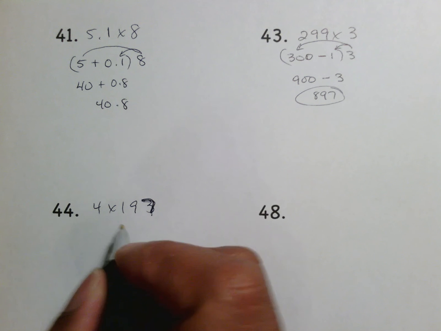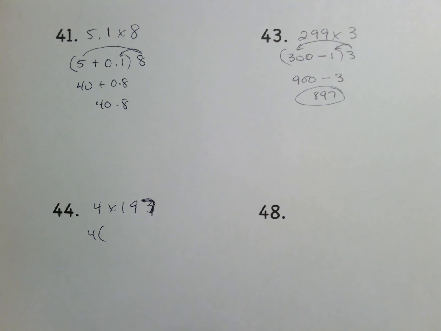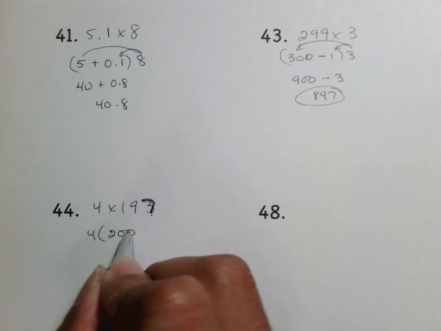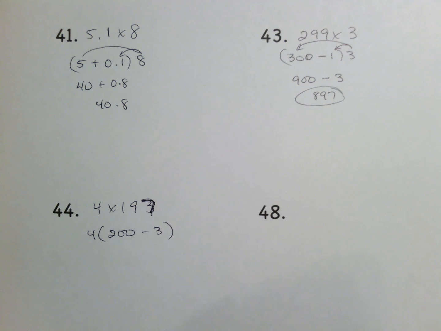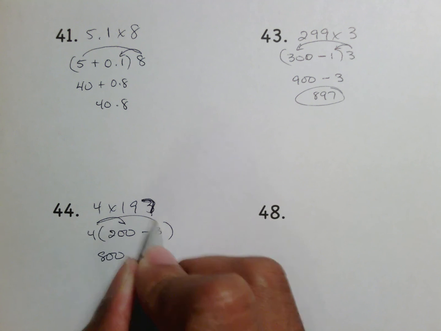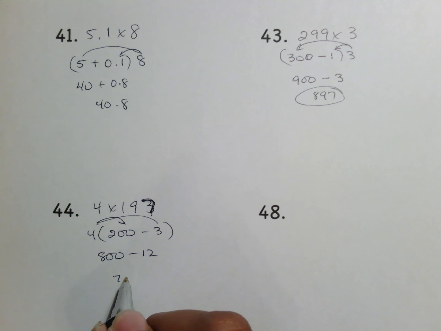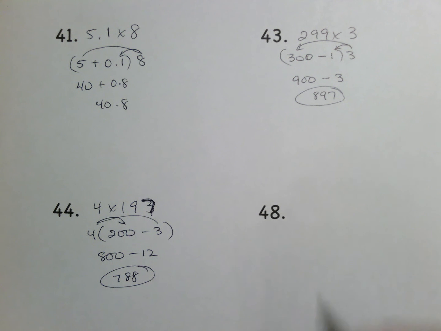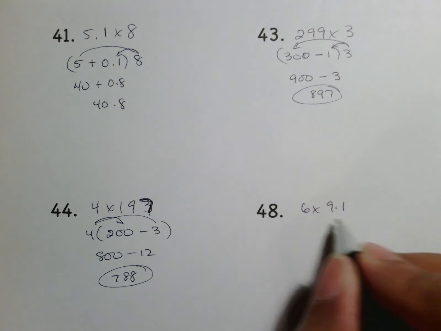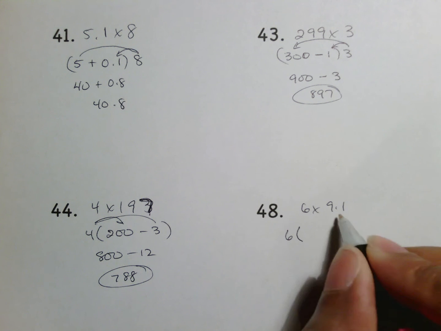4 times 197, the 4 is going to stay, but 197 is pretty close to a number with a bunch of zeros, which would be 200, and it would be 200 minus 3. 4 times 200 is 800. 4 times 3 is 12. If you take 12 away from 800, I think you get 788, or somewhere around there. I'm pretty sure it's 788, and that would be your answer. So very simple to do. You just have to make sure you understand how you're using distributive property to break down a number that's more complex.